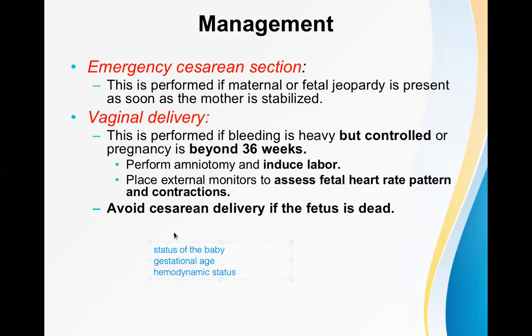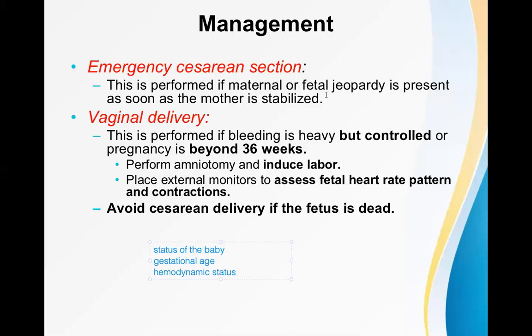Now let's come to the slide here. So one type of management is emergency cesarean section. Now in which case we have to go for cesarean section. See here, this is performed if maternal or fetal jeopardy is present, as soon as the mother is stabilized. So let's say the mother was having hemorrhagic shock. You first resuscitate the mother. You give a lot of isotonic fluid and then blood. Bring that blood pressure back to the normal. Then only take the mother for cesarean section. Otherwise, there is high chance of death during cesarean section.